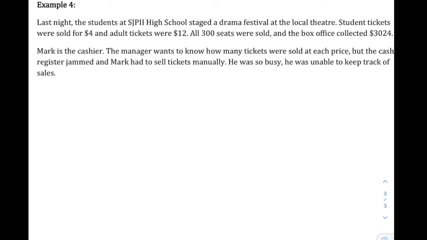The manager wants to know how many tickets were sold at each price, but the cash register jammed and Mark had to sell tickets manually. He was so busy he was unable to keep track of sales. So what are our unknowns? Well, one of them will be S, student tickets sold. And we also have A, adult tickets sold.